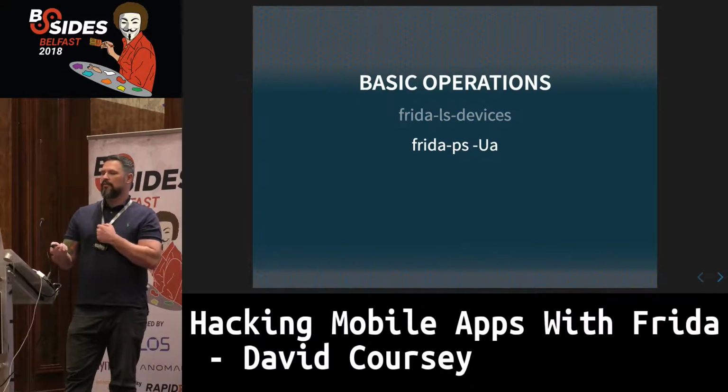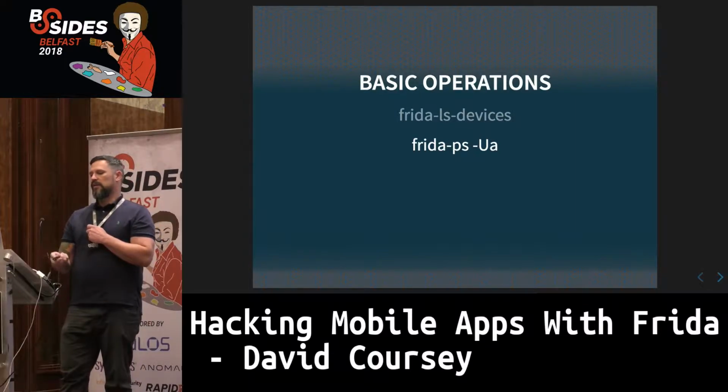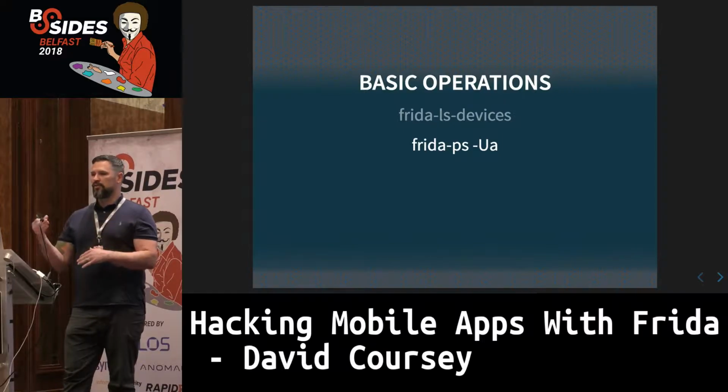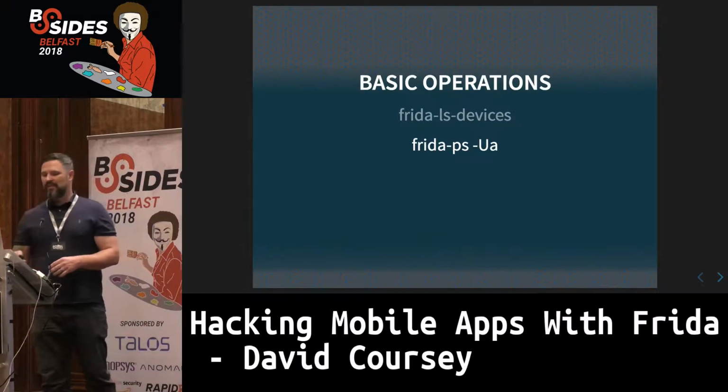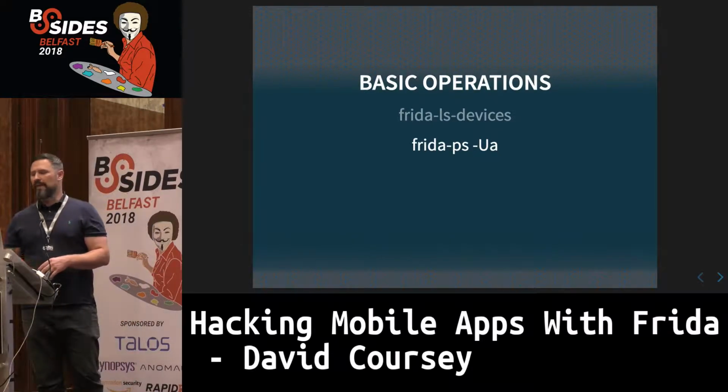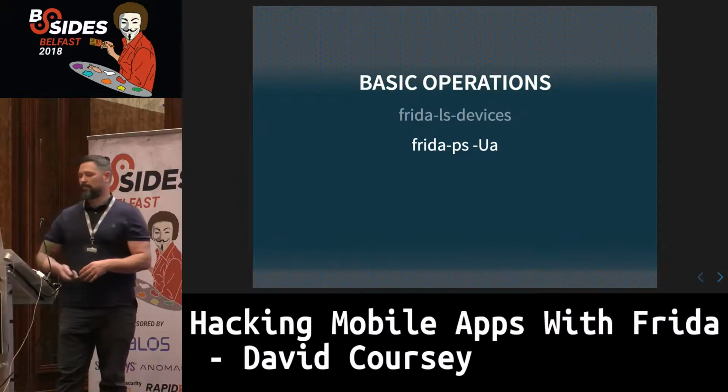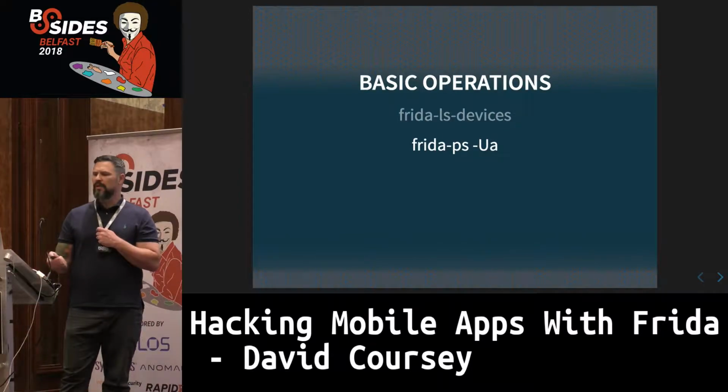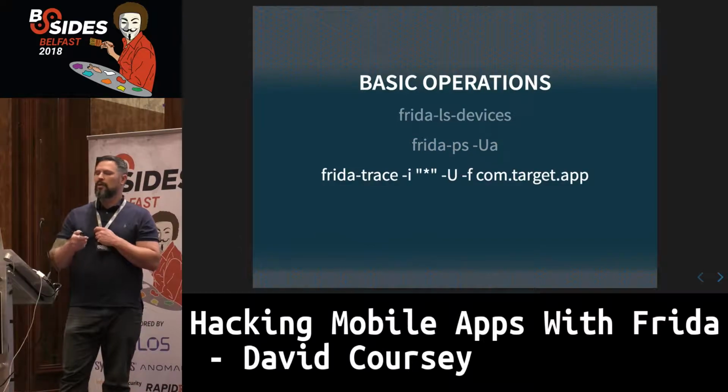frida-ps. ps is just like any Linux ps, so you can get the running processes. -U is for USB, and -a is for all. And then you can do -Uai to list all the apps that were installed by you. I find myself doing these two many, many, many times, so that's why I wanted to include them, just to make sure things are working and the server's talking.